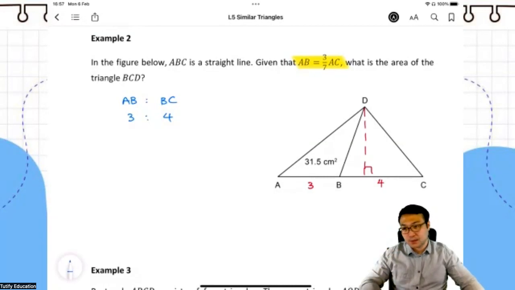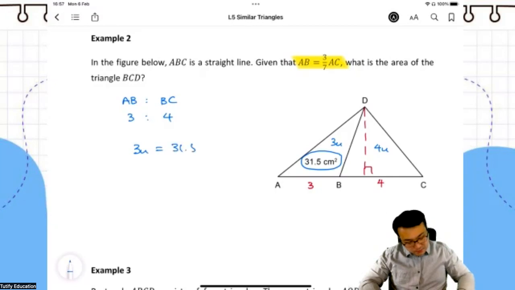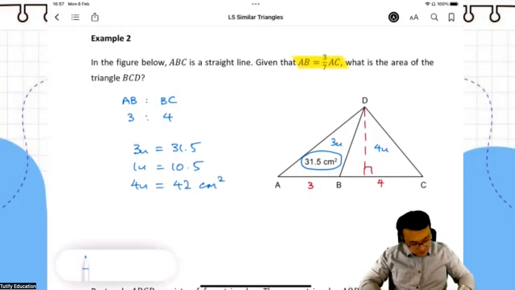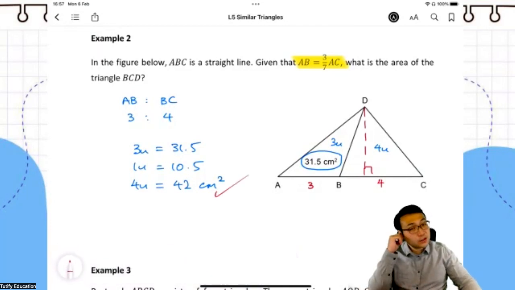Correct, students? So I can say that 3 units equal, because they already gave us the area of triangle ABD. So I will allocate 3 units to this area and 4 units to the other area. 3 units is 31.5. 1 unit, you just divide by 3. And finally, you can find out the area of BCD. The area of BCD must be 42, according to the ratio.